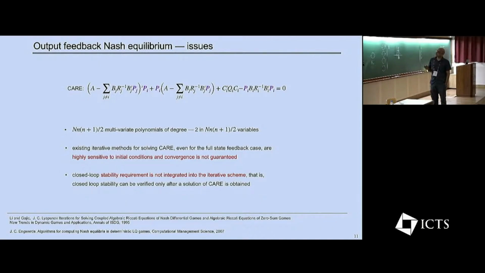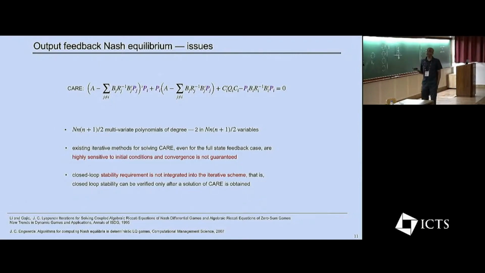So this equation is just for one player, but I have n players. So I have n into (n plus 1) by 2 multivariate polynomials of degree 2 with that many variables. That means I have to solve these degree 2 polynomials. And as you can see, the complexity shoots up as the state space dimension increases and also as the number of players increases.